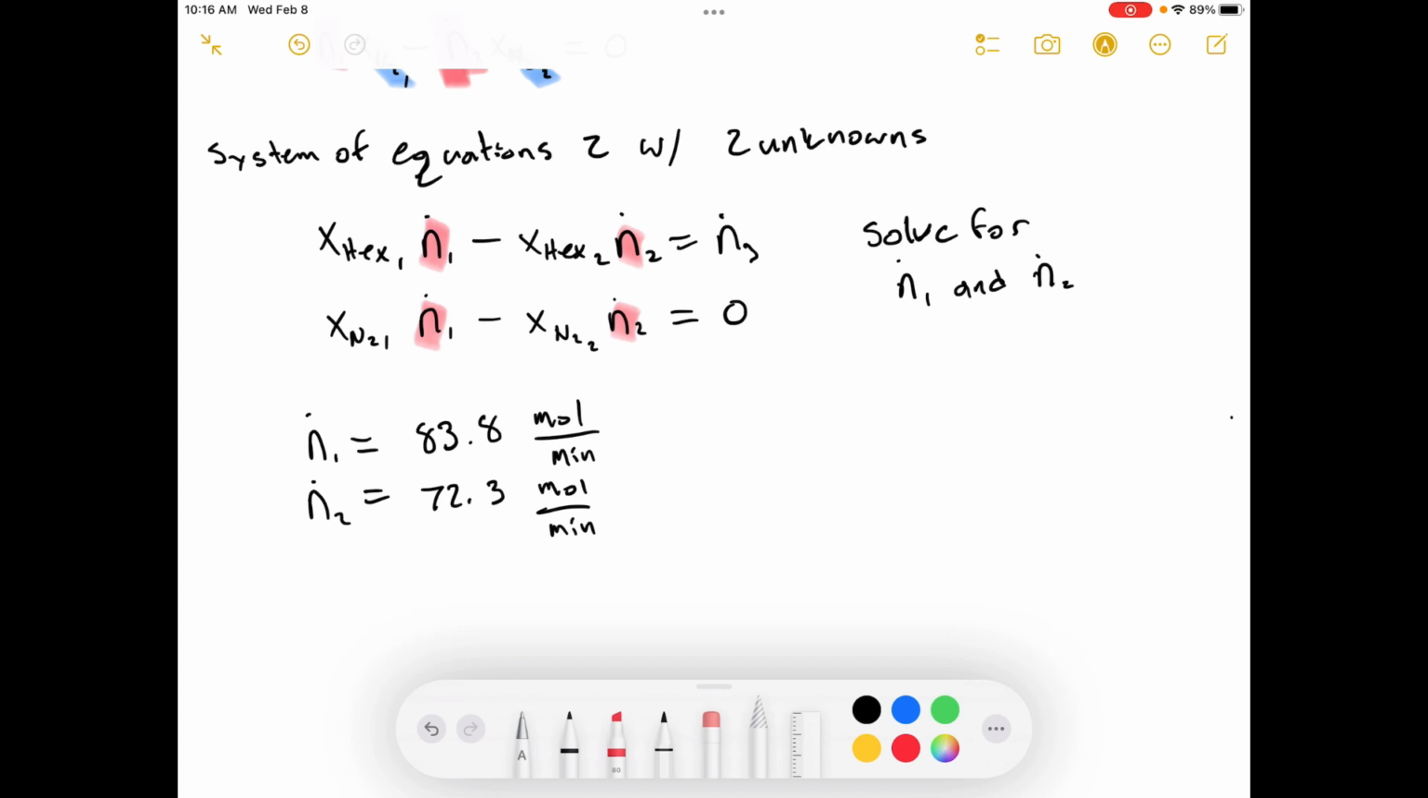They should be, you can check if you entered all the numbers in correctly, to see if the number of moles that they differ by is N3. And I double checked this, and that is true in this case. And now we've completely answered part A because we have the total molar flow rate of gas leaving the condenser. So that is the answer to part A.